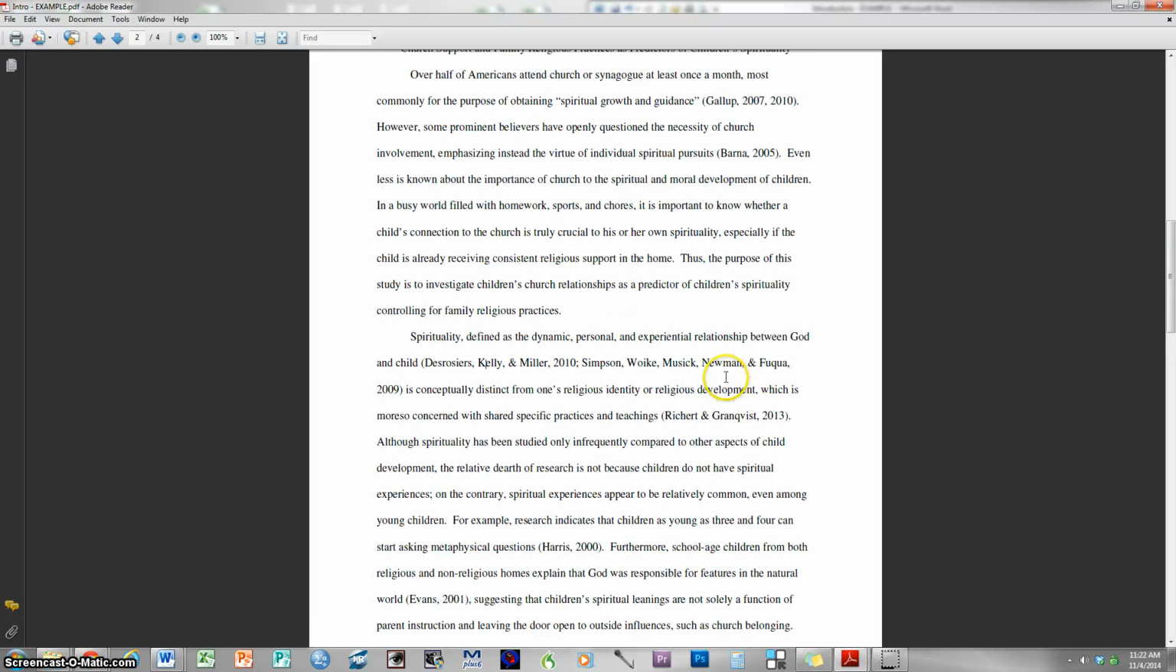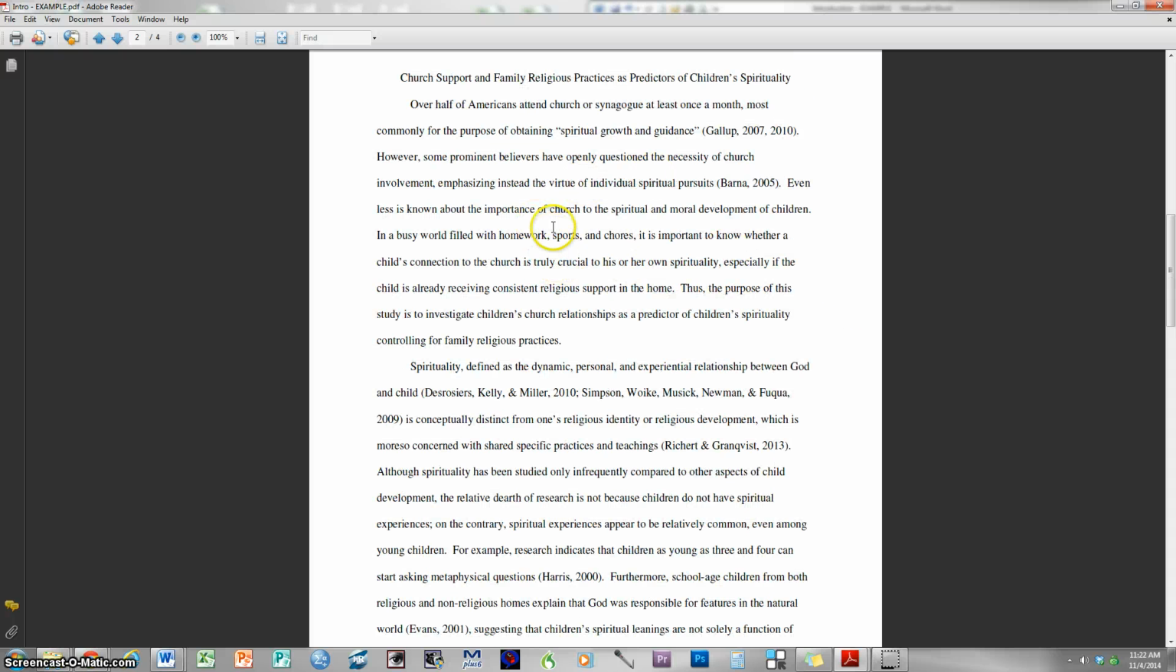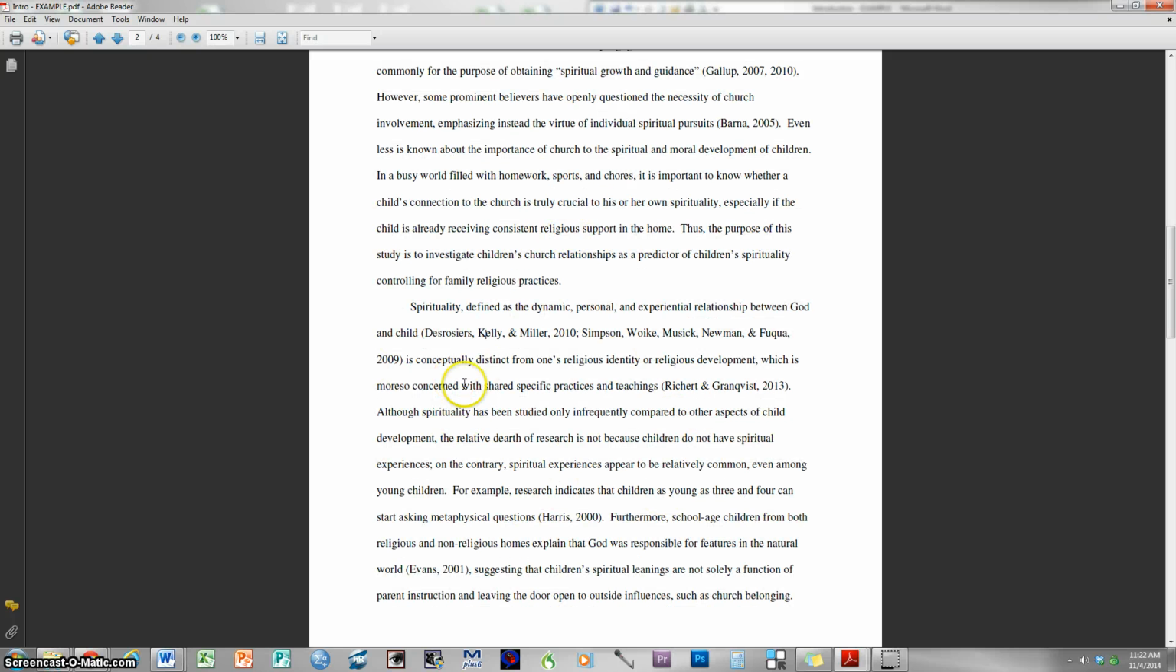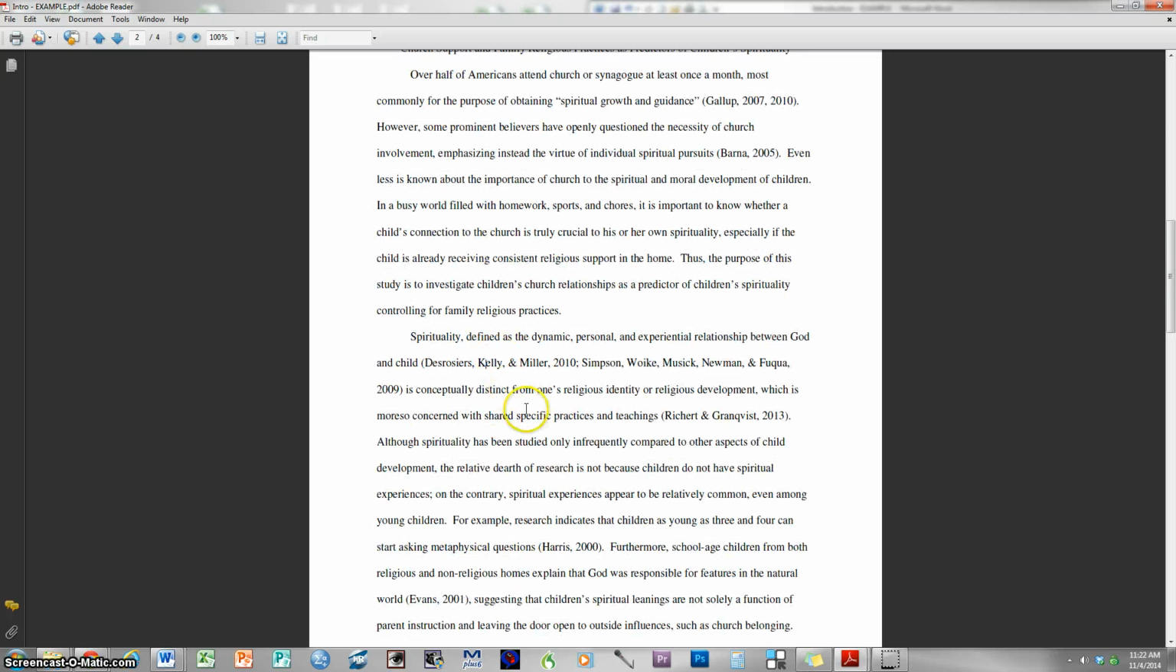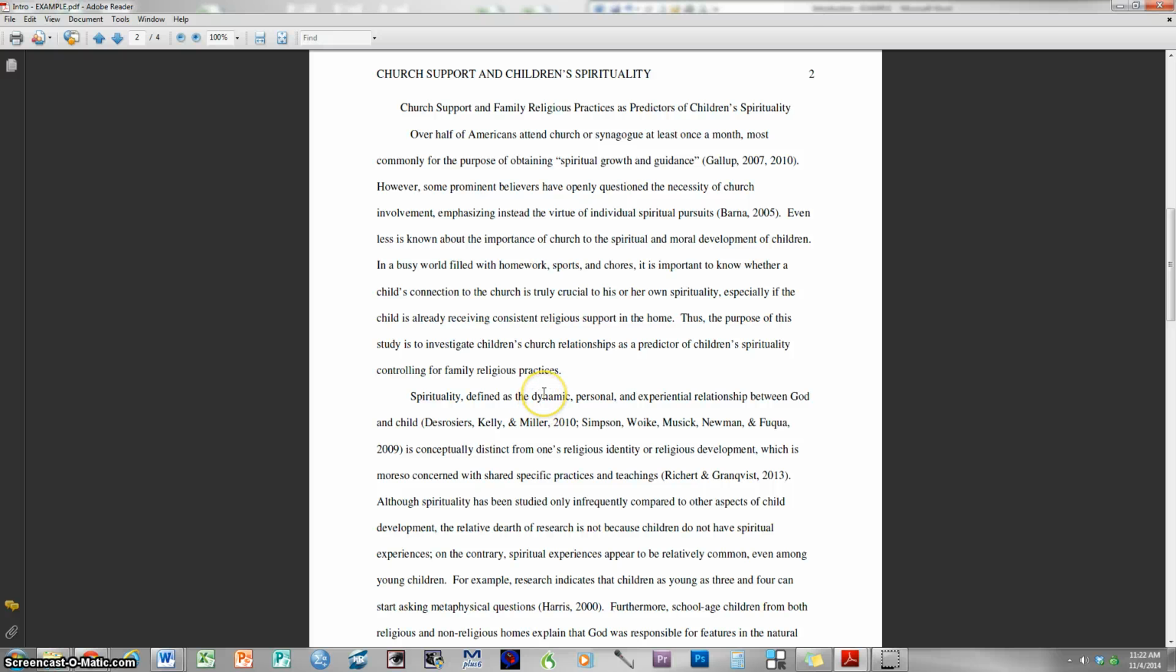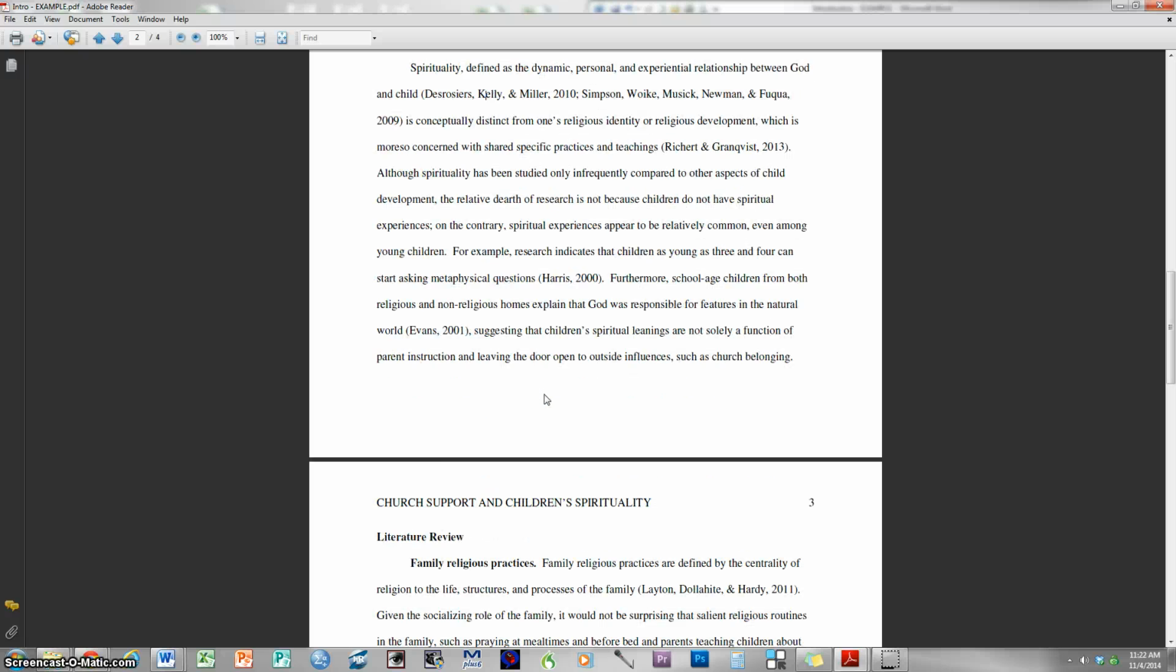So we're setting up the study: what the area is, why we're talking about this, why it's relevant, and how the dependent variable of interest is defined. Okay, so this is what we should see in the first couple paragraphs of your introduction. We'll be looking for that.